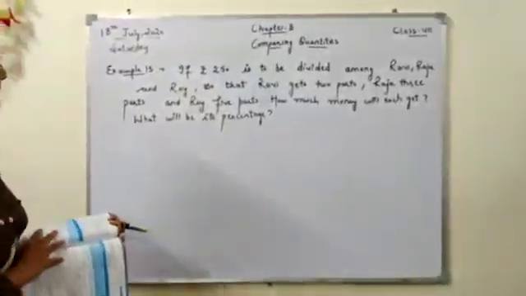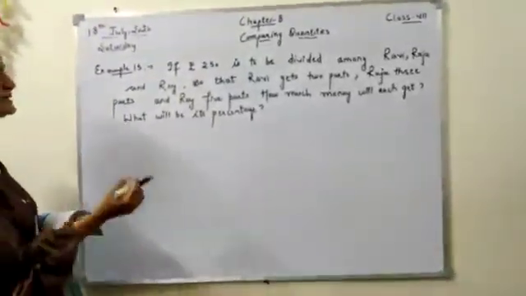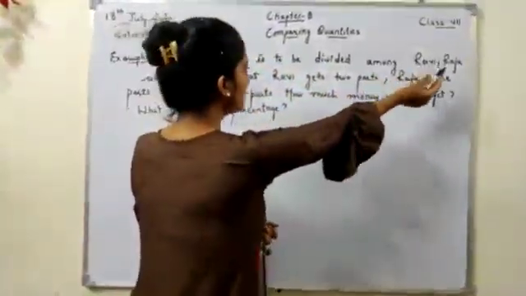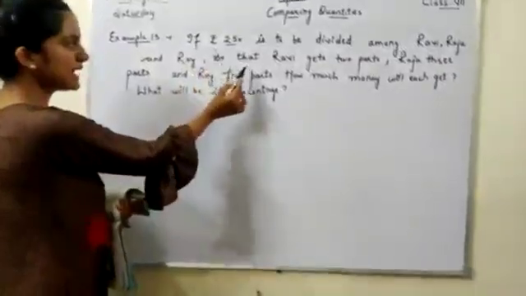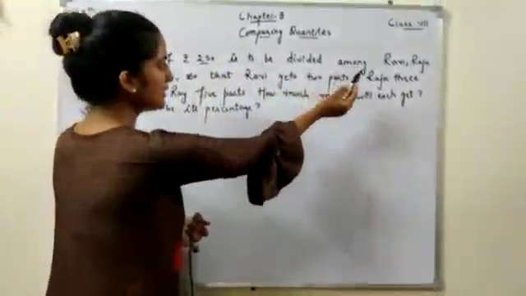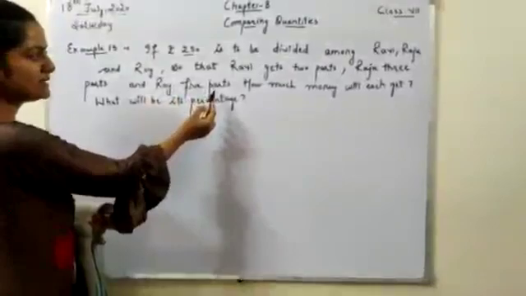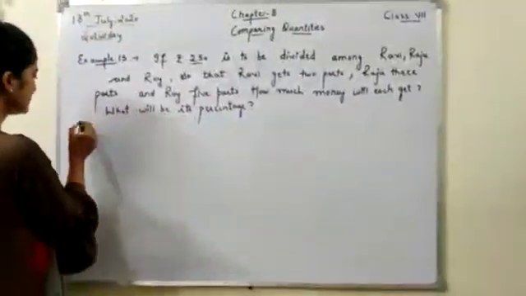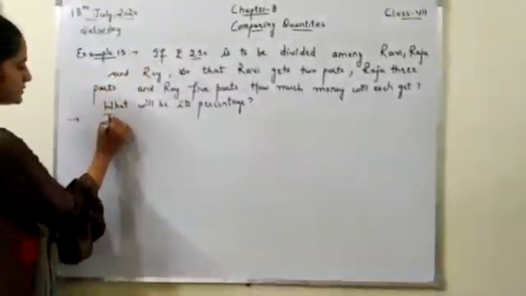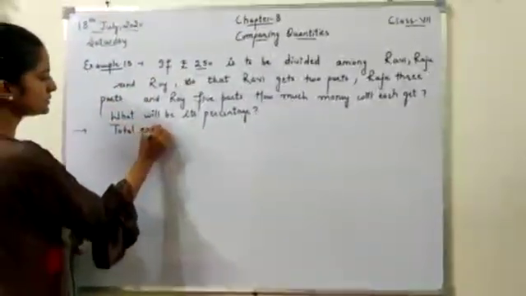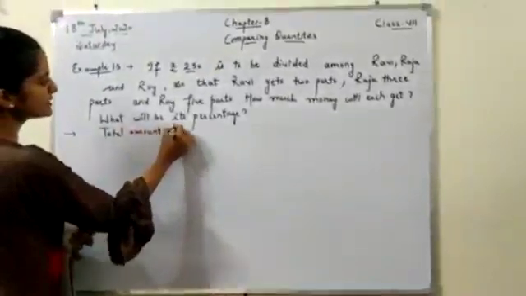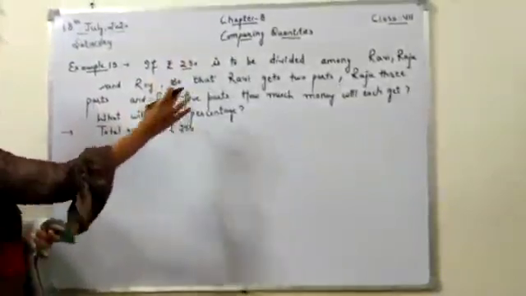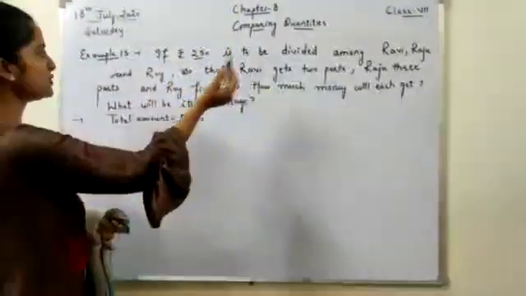Now we'll discuss example number 15 and the statement is: if rupees 250 is to be divided among Ravi, Raju and Roy so that Ravi gets 2 parts, Raju 3 parts and Roy 5 parts, how much money will each get? What will be its percentage? See, here total amount is rupees 250.